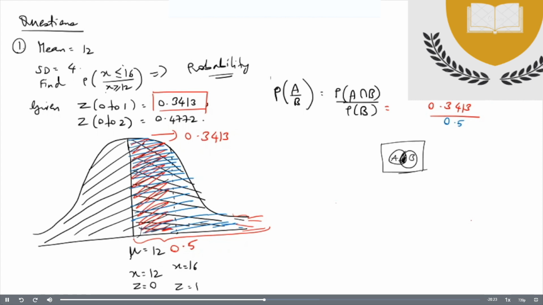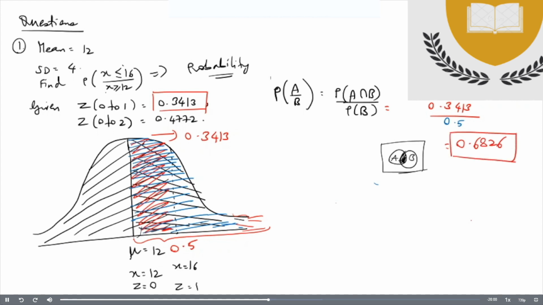Give me 1 second. It is 0.3413 by 0.5. It is 0.6826. So the answer to this part is 0.6826.